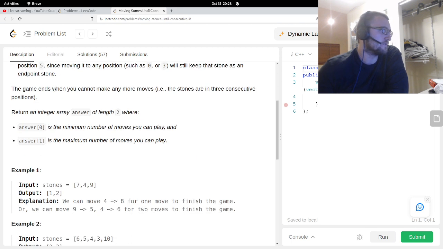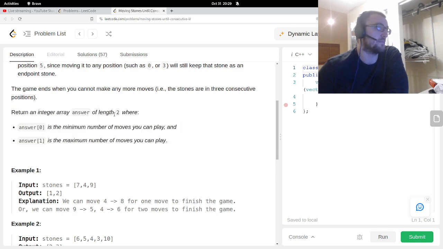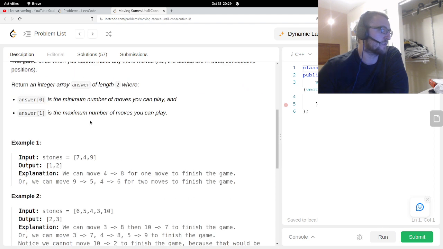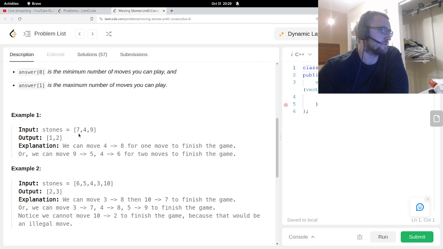Return an integer. Game ends when you can't make any more moves. Return integer array answer of length 2, where answer 0 is the minimum number of moves you can play, and answer 1 is the maximum number of moves you can play. Okay, you want to get the minimum and the maximum number of moves. So minimum is 1, maximum is 2.